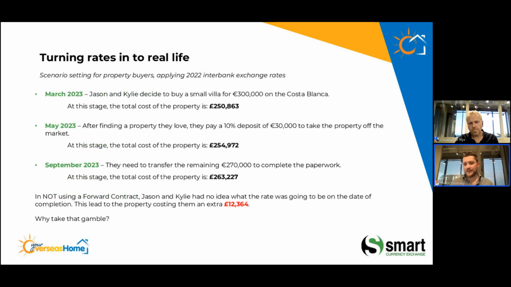We're just turning some of those rates into real life, into that property buying journey, applying some of the 2022 exchange rates that were applicable. So say Jason and Kylie decided to buy a small villa for 300,000 euros on the Costa Blanca. At this stage, the cost of the property is £250,000. This is based on the exchange rates that were available in 2022, applied to where we are in 2023. So that €300,000 property would cost £250,000 in total.